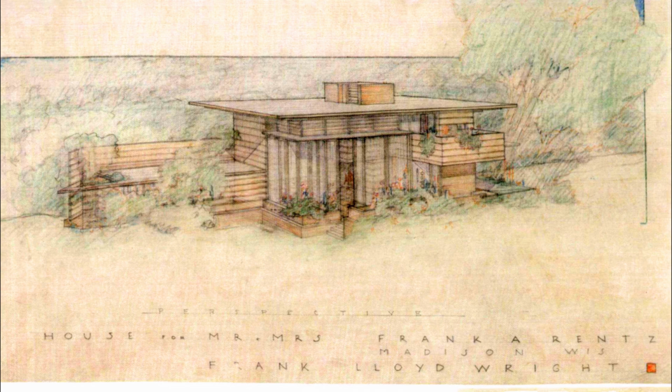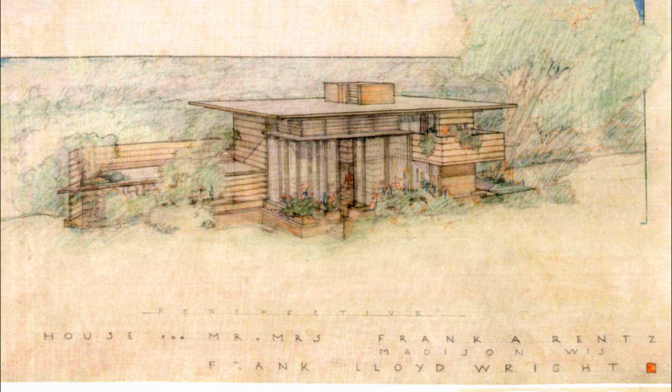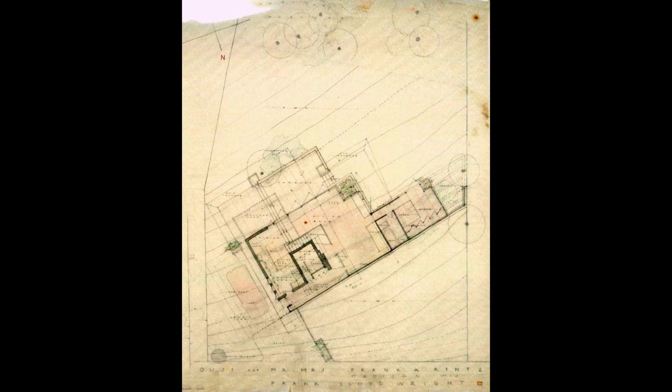This is the Frank Rentz House project of 1939, which had a 2-story living room, 2 levels on the living room and terraces, and a master bedroom on a balcony overlooking the living room. Here you see the plan. The house was oriented typically right towards the southeast.